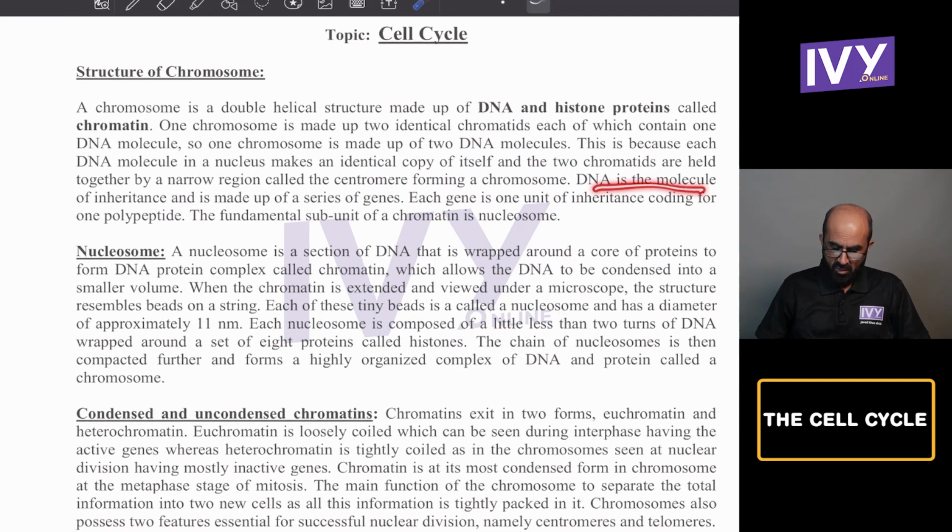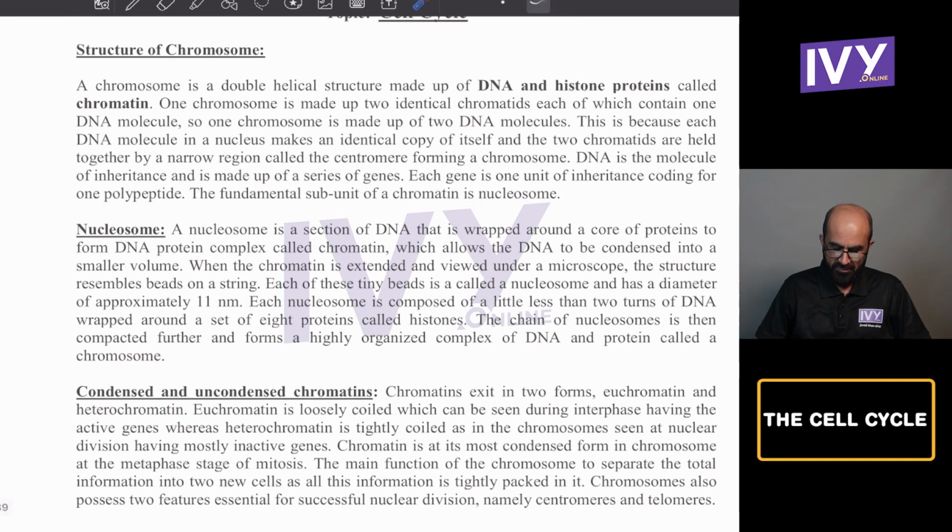Right, so DNA is the molecule of inheritance, and it's made up of a series of genes. We have a lot of genes on the chromosomes. A gene is also a segment of DNA. Each gene is one unit of inheritance, coding for one polypeptide. We already discussed this in the previous chapter. The fundamental subunit of chromatin is the nucleosome, and this is something you have to study right now.